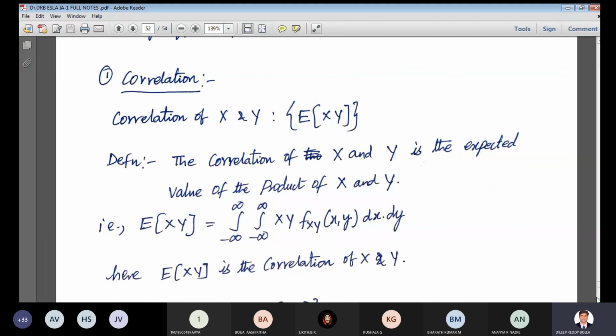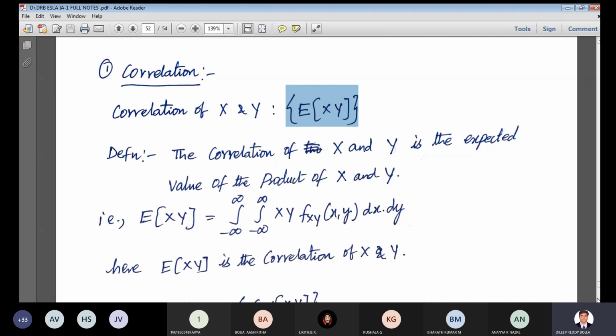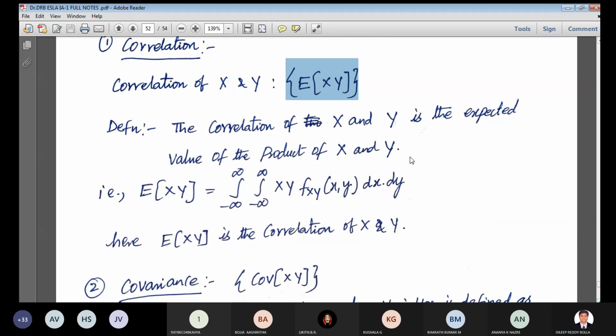So now the expectation of that correlation, if you want to find, you should find E of x y. Okay. The definition of correlation is what? The correlation of x and y is the expected value of the product of x and y. So the product of x and y is the correlation. So expectation of x and y, we are doing the product of x and y, that gives you the correlation.